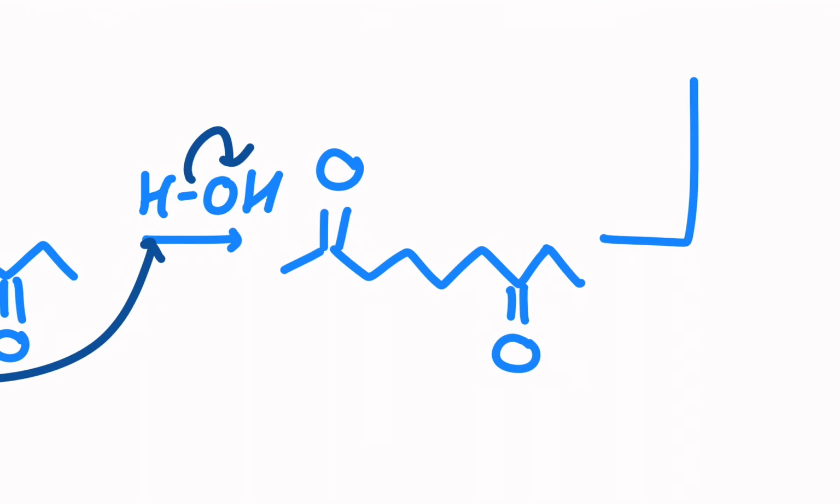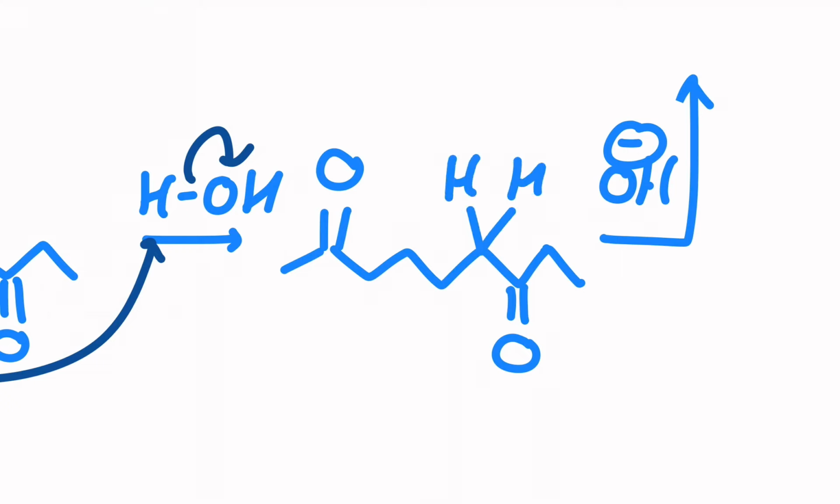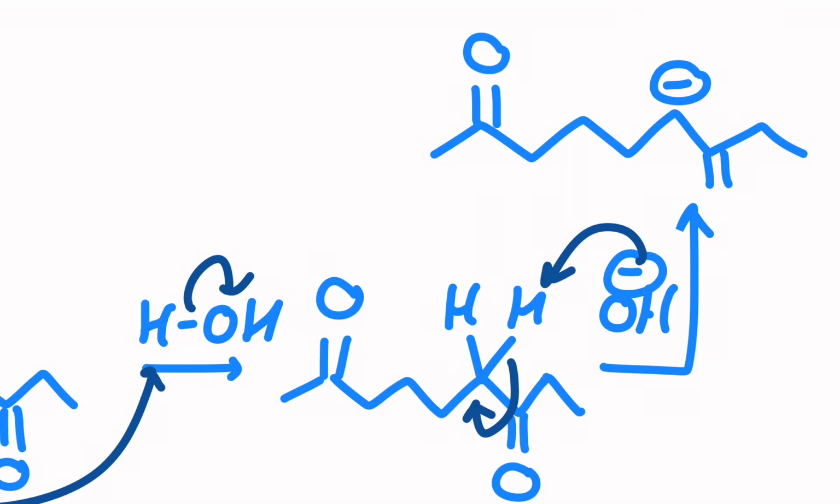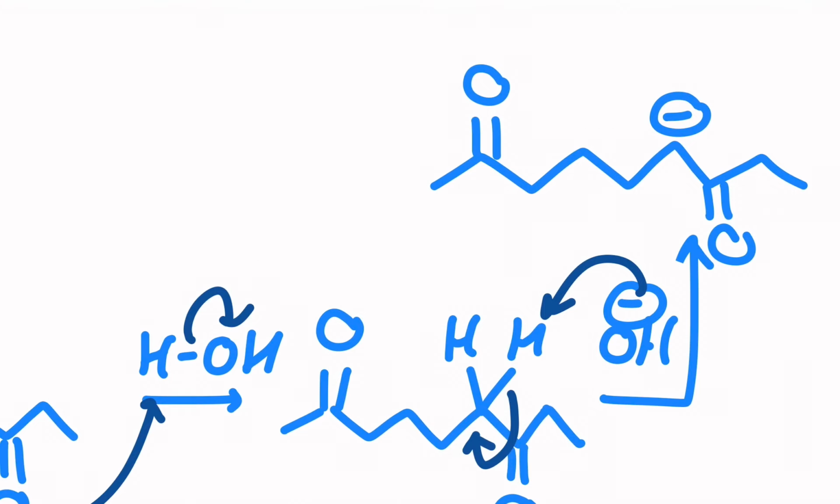So, hydroxide will take away one of those two hydrogens. We know this because we figured it out by looking at the product. There's my new enolate. And then this will form a bond with that other carbonyl carbon and send those electrons up to the oxygen.